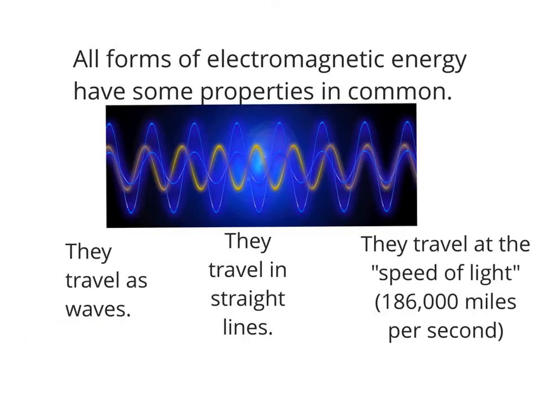These different types of electromagnetic energy all have some things in common. For example, they all travel with a pattern that we call a wave. And they all travel in straight lines. They all travel very fast. Through the vacuum of space, their speed is what we refer to as the speed of light, which is 186,000 miles per second.